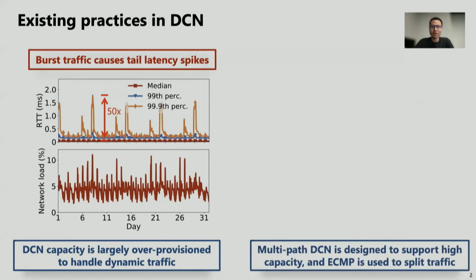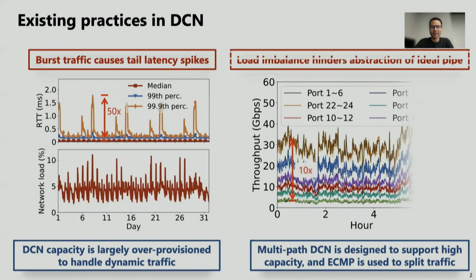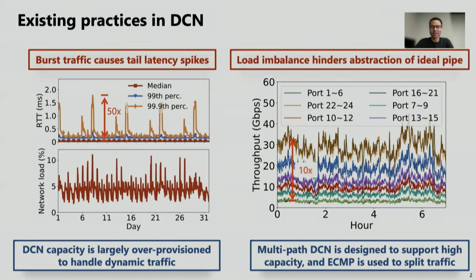On the other hand, modern DCN has rich paths and uses ECMP to split traffic among different paths. However, it is non-trivial to aggregate multiple parallel paths into an ideal pipe. We take an aggregation switch to monitor its uplink load and observe that hash polarization and elephant flows can easily cause load imbalance.